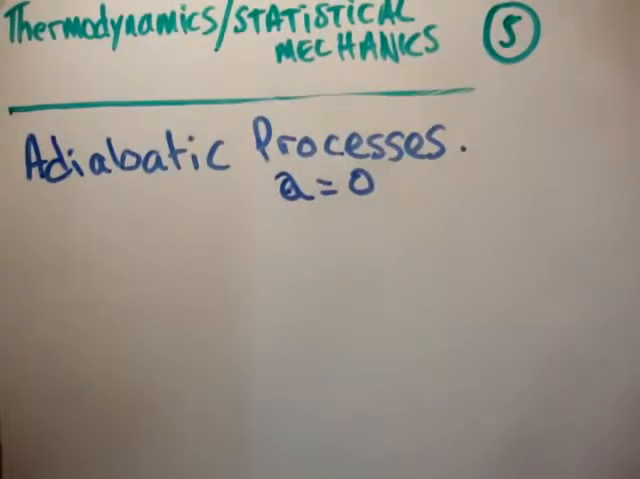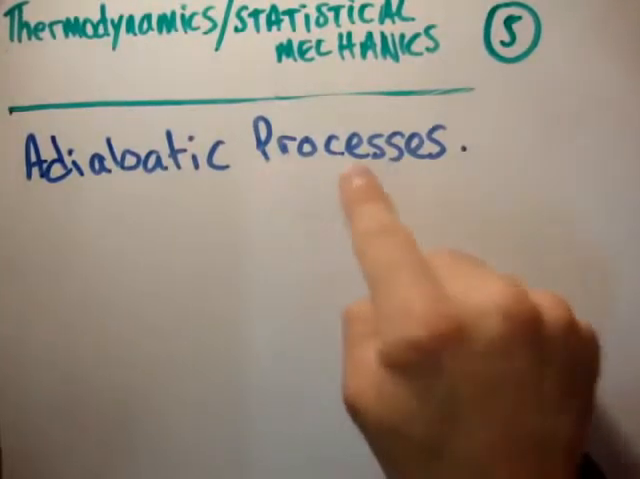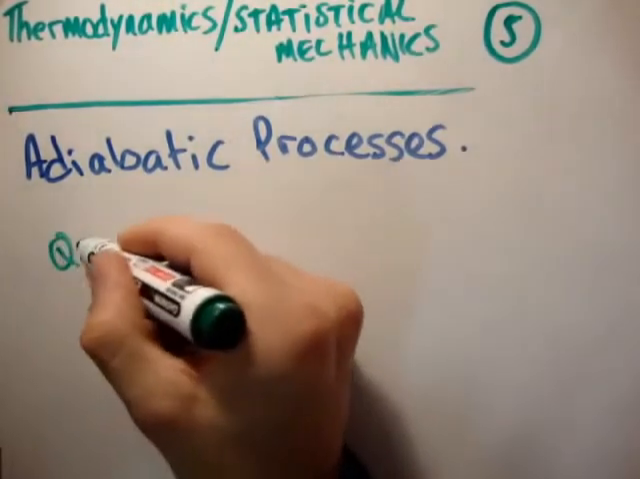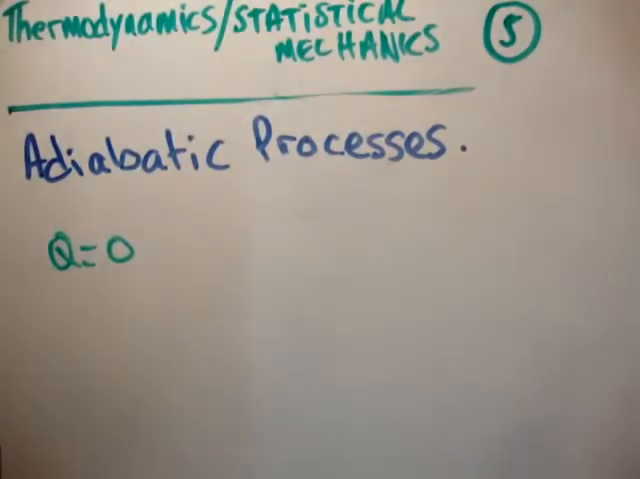Next, let's define an adiabatic process. An adiabatic process is when the Q, or the heat input or output, is equal to 0. That's it. Simple. There's no need to be afraid of it. Adiabatic is just a word you learn. What it means is very simple. Q is equal to 0. So what does that mean?